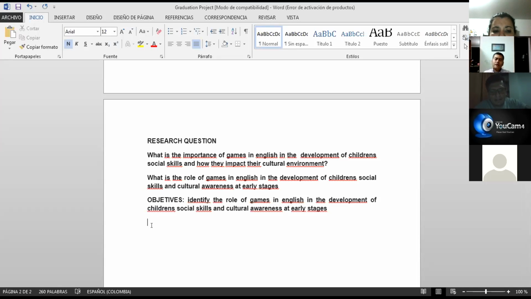Okay. To write the specific objectives, think about the small steps that you need to follow in order to identify the role of games. So, for example, observe. That's the first thing you need to do, right? Okay. What do you observe? Maybe observe the way children interact with the activity.